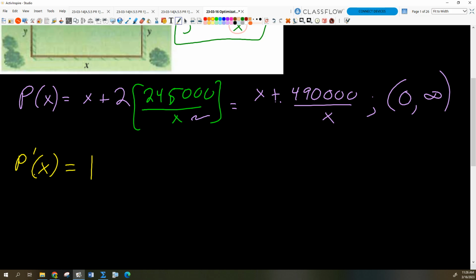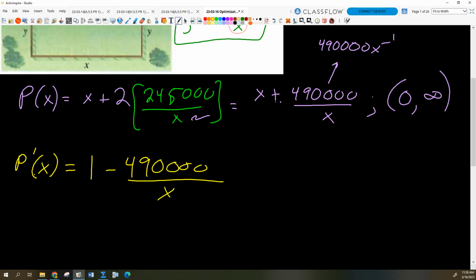I mean, I could, but that's a lot of waste of energy. How would I differentiate that term? Yeah, right. I just want to make it an x to the negative 1. I want to rewrite this term as 490,000 x to the negative 1. Now it's an easy derivative. By the chain rule, what's the derivative of 490,000 x to the minus 1? You get x to the minus 2, right? So negative 490,000 x to the minus 2 just puts the x squared on the bottom, right? Okay.